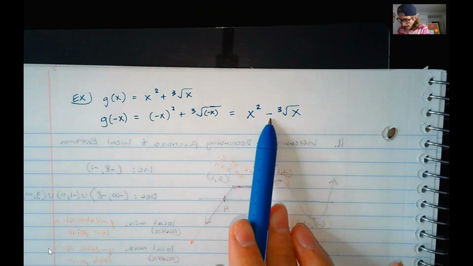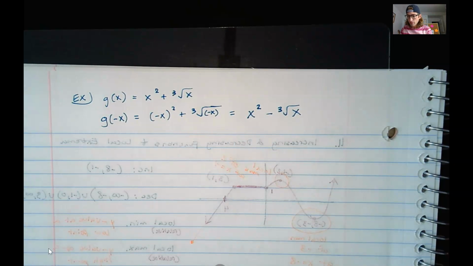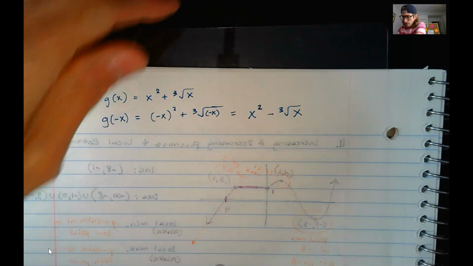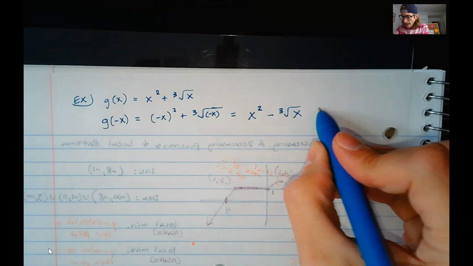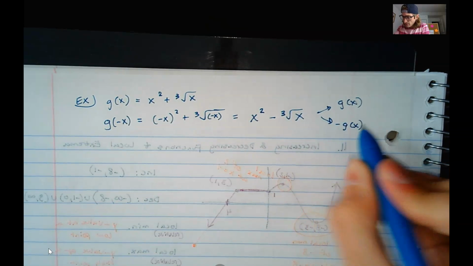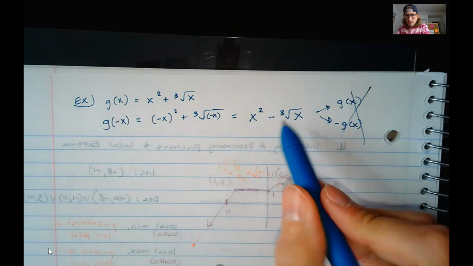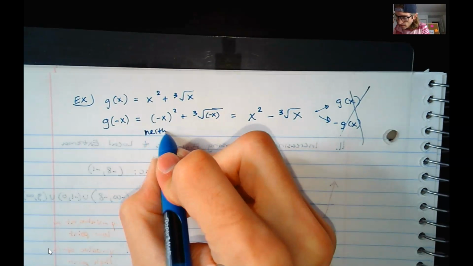This has a negative on one part but not both. We can't factor out a negative. There's nothing I can do to really change this just by the way it looks to get either g of x or negative g of x. We're not getting either. This cannot be manipulated in that way, so this one is a neither.